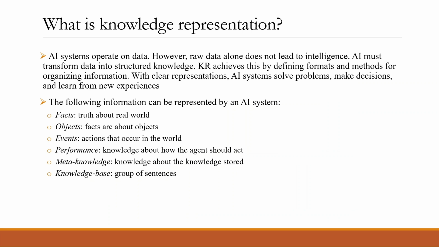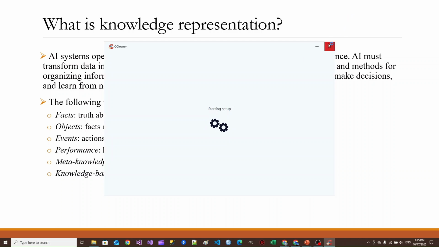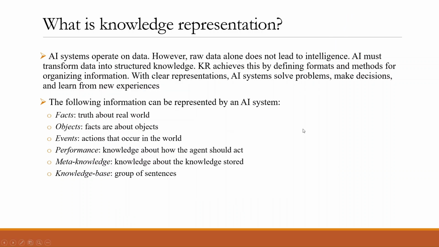Artificial intelligence systems operate on data. However, raw data alone does not lead to intelligence. Artificial intelligence must transform data into structured knowledge. The knowledge representation achieves this by defining formats and methods for organizing information. With clear representation, artificial intelligence systems solve problems, make decisions, and learn from new experiences.